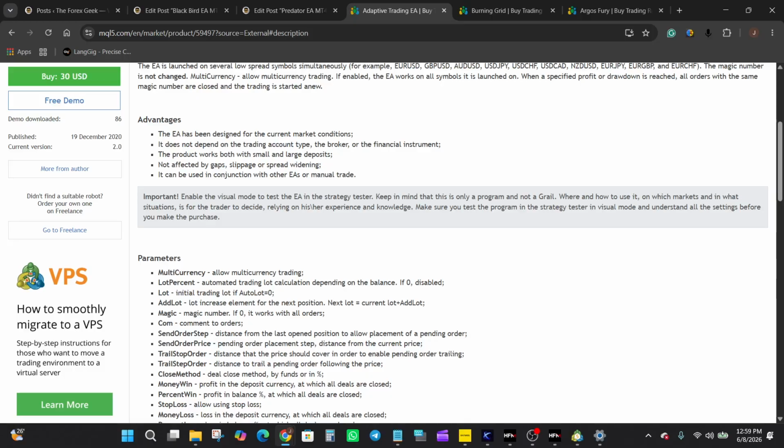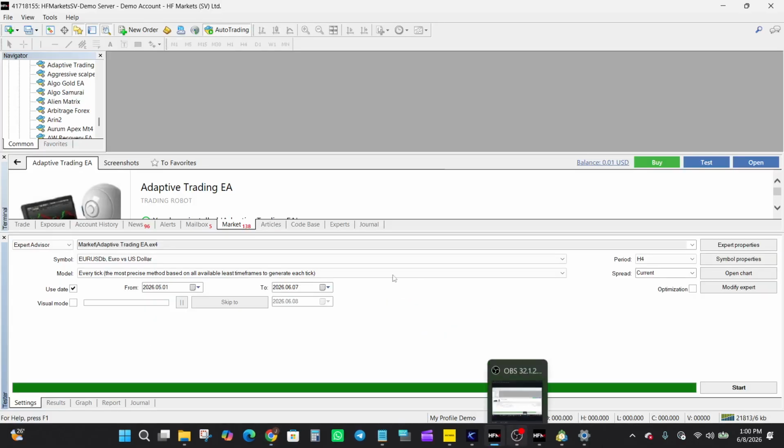Now, moving into the backtesting section, it is important to note that the developer specifically recommends enabling visual mode when testing the EA in the strategy tester. As always, longer testing periods can provide a broader perspective on historical performance across different market environments. So I'll still recommend running additional long-term testing yourself before making any decisions. Let's just quickly head over to our strategy tester right away.